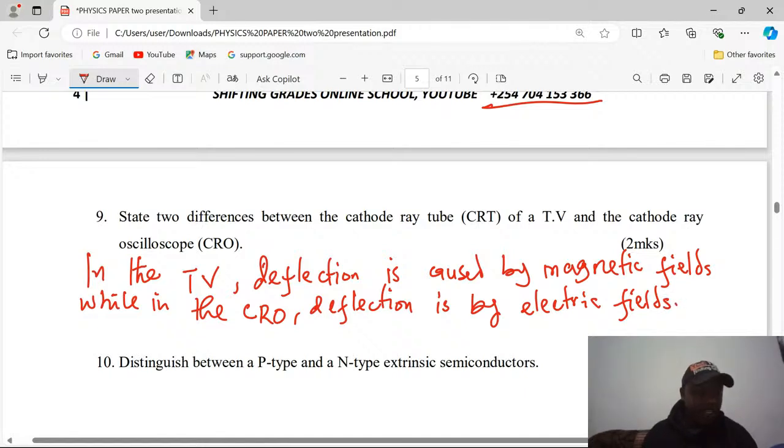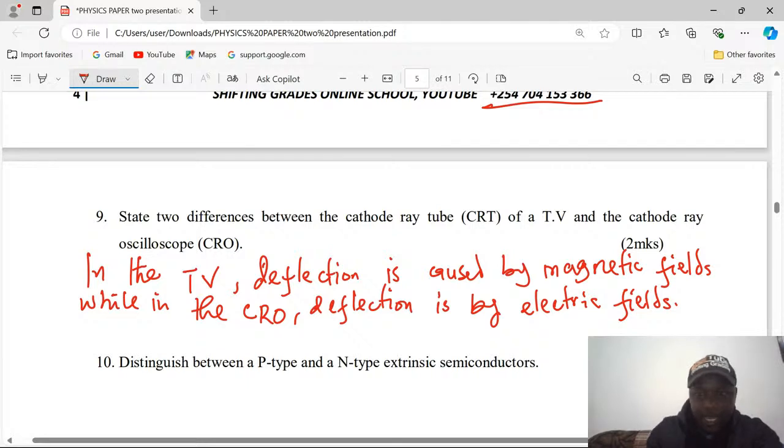Deflection is by electric fields. Another possible question you can be asked is, why is it that in the TV tube, magnetic fields are preferred to electric fields? The reason is that magnetic fields cause a bigger deflection of the beam of electrons than electric fields.